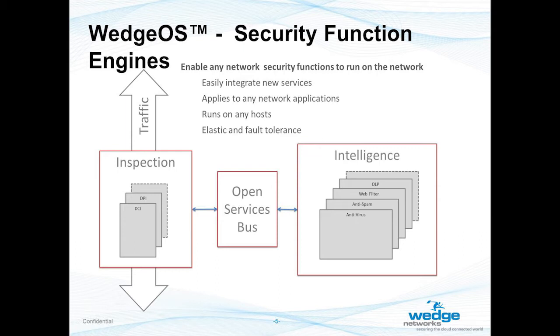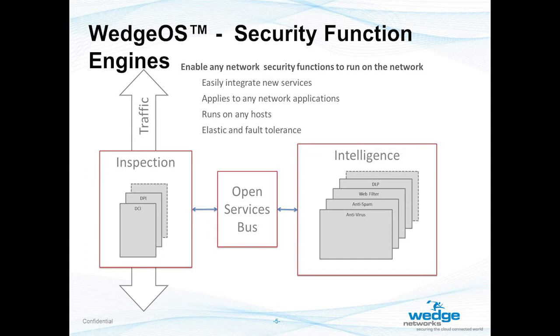Now, the advantage of that is that with WedgeOS, we can enable any network security function to run on a network. It can easily integrate new services. It can apply any kind of network applications as well. And it can run on any host. That is quite important because we don't have any reliance on custom hardware, ASICs or FPGAs or whatever have you. In addition to that, it's elastic because, at the end of the day, the way we've designed it is that it can manifest itself into different images depending on the kind of traffic load you have in the network.